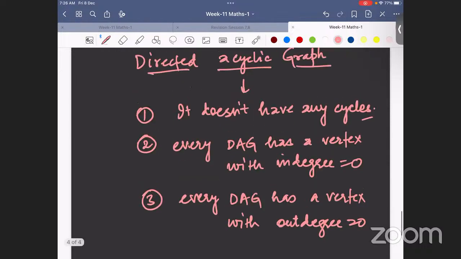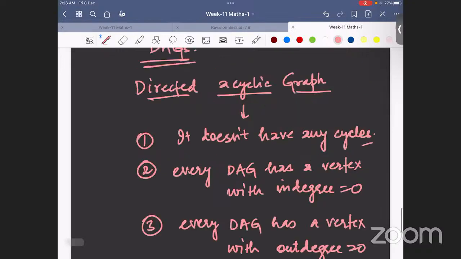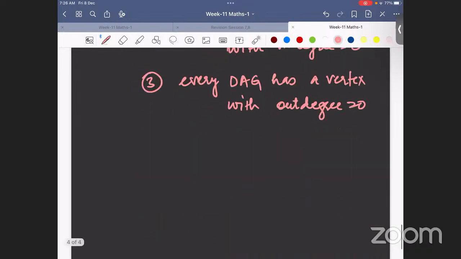So basically this means you have a directed graph. The first thing is it should be directed, and it should not consist of any cycle in that. Did you understand this?